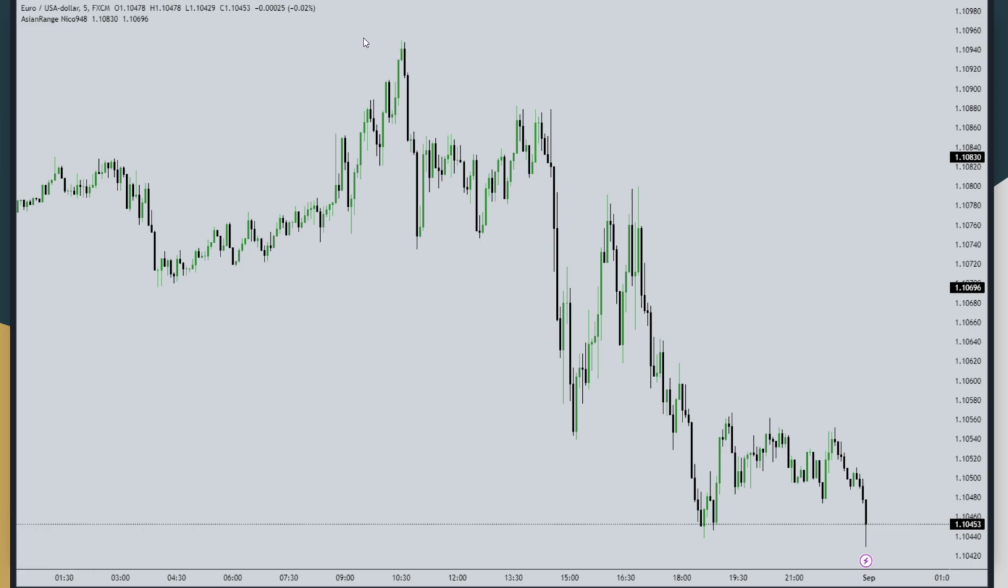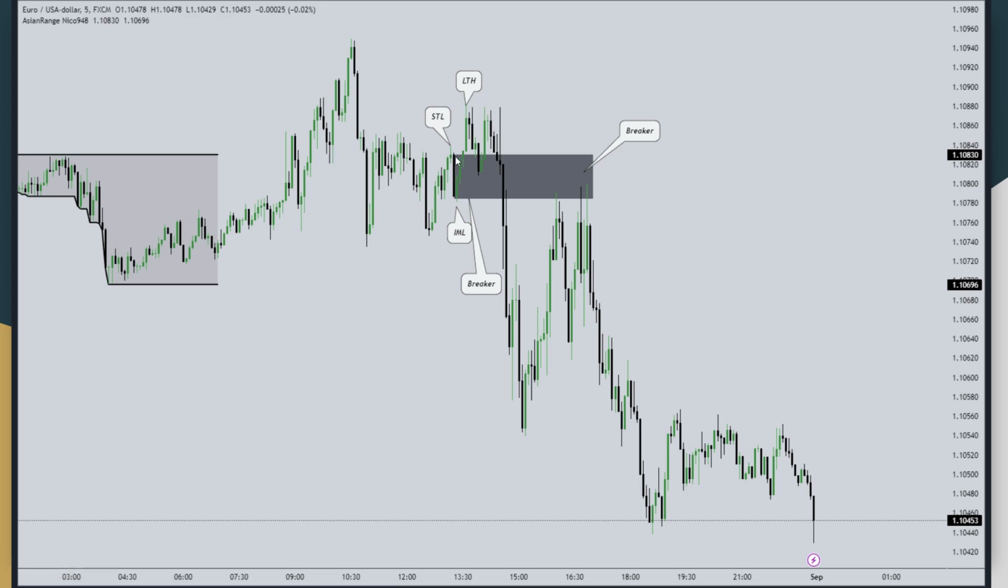But for this example, I'm going to show you two different measured mitigation moves and how you could enter in them and get the precise reversal. Alright, so let's just dive right into it. So starting off, we're going to talk about this PDMA matrix from this swing high to this swing low.